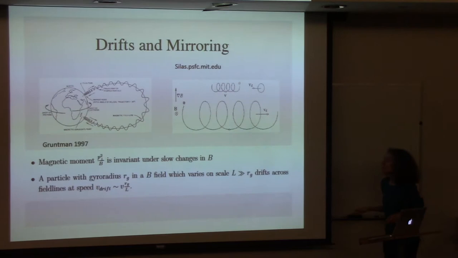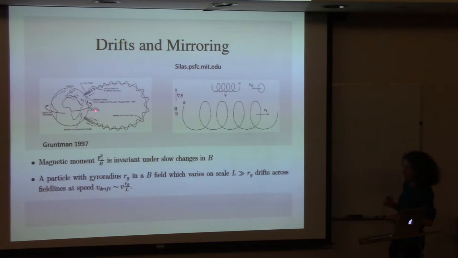So how can drifts and mirroring work? Well, here's the Earth, and here's one field line of the dipole field. And the curvature in the field introduces a longitudinal drift, so particles drift slowly around the Earth. And as they approach the poles, where the magnetic field is getting stronger, they mirror.